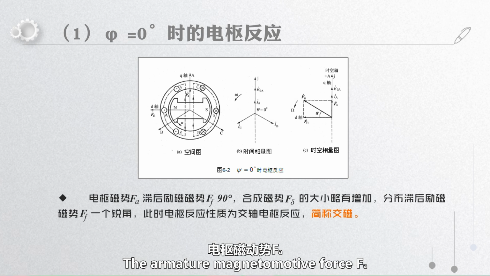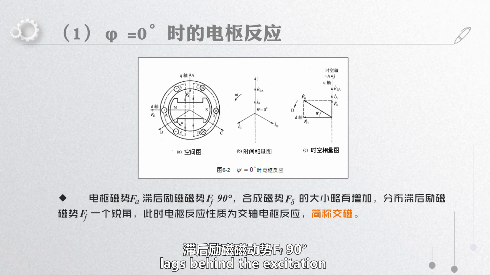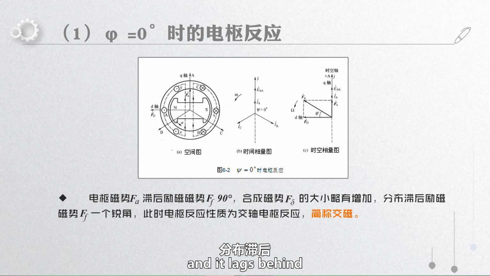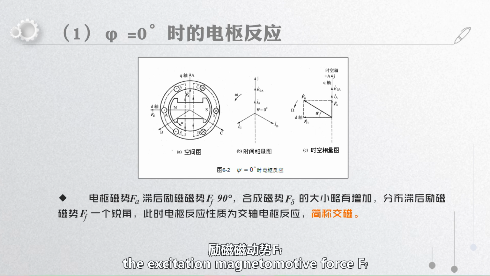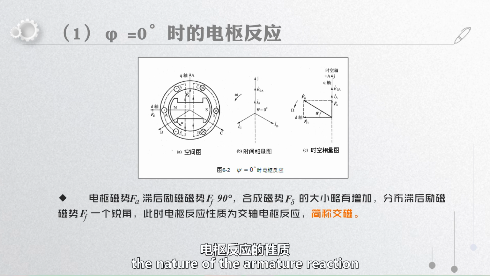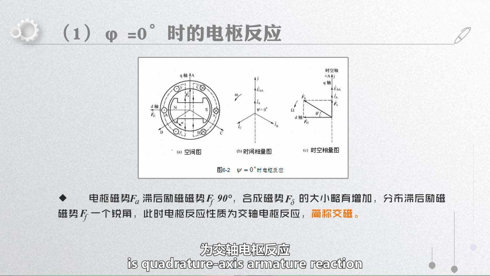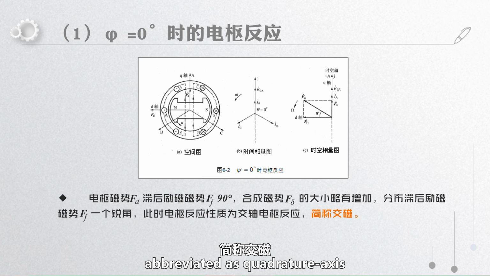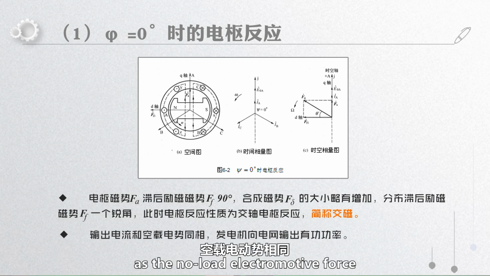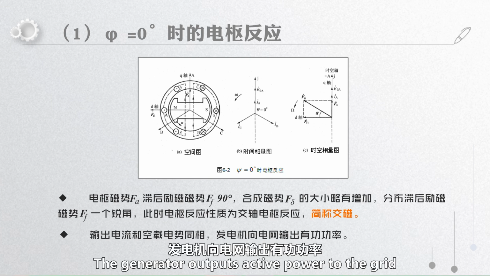The armature magnetomotive force, Fa, lags behind the excitation magnetomotive force, Ff, by 90 degrees. The magnitude of the combined magnetomotive force slightly increases, and it lags behind the excitation magnetomotive force, Ff, by an acute angle. At this time, the nature of the armature reaction is quadrature axis armature reaction, abbreviated as quadrature axis. The output current is in phase with the no-load electromotive force. The generator outputs active power to the grid.